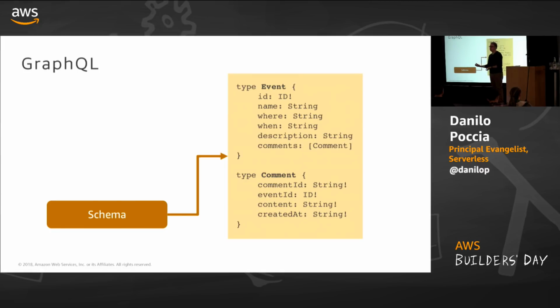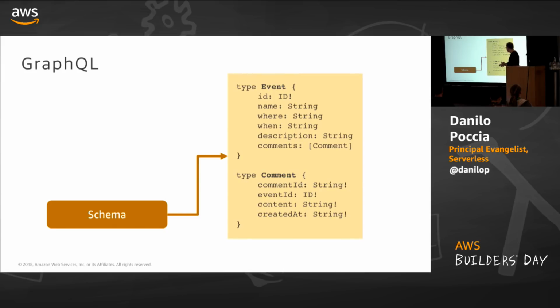Let's, for example, build together the GraphQL schema for an application where we can map events like this, like the Builder's Day, and then we can add comments to those events. So I create a type event. The event has a unique ID, has a name, this is the Builder's Day, a location, we're in Dublin, a date, a description. And then an event can have a list of comments, again with the square brackets.